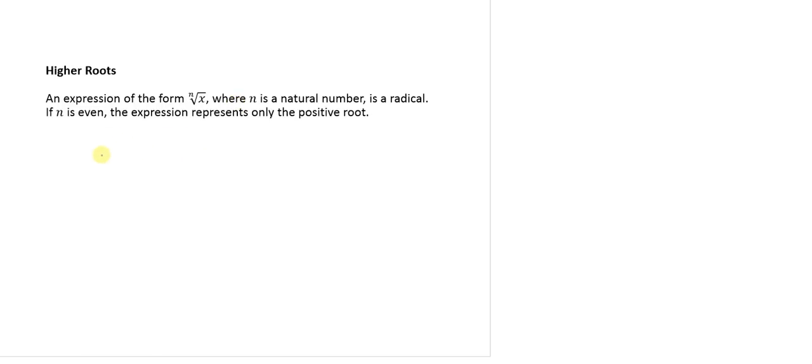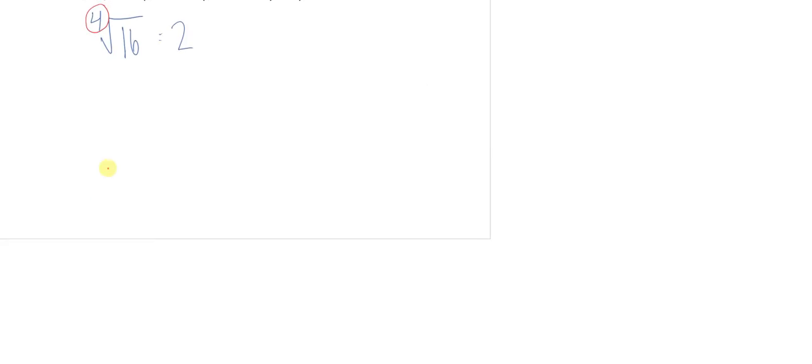Let's do the 4th root again. So do the 4th root of 16. Right? This is saying what number multiplied by itself 4 times is equal to 16. And we know that that's equal to 2. Now, seeing as n is even, so our n value here of 4 is even, we know that the expression represents only the positive root.